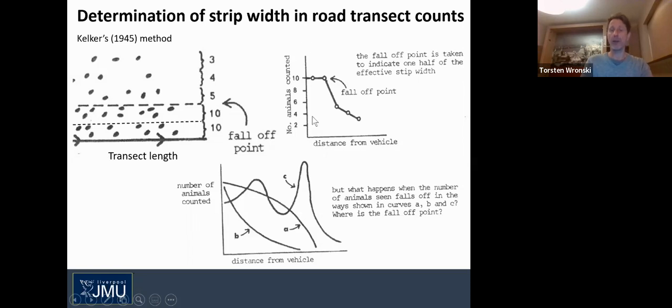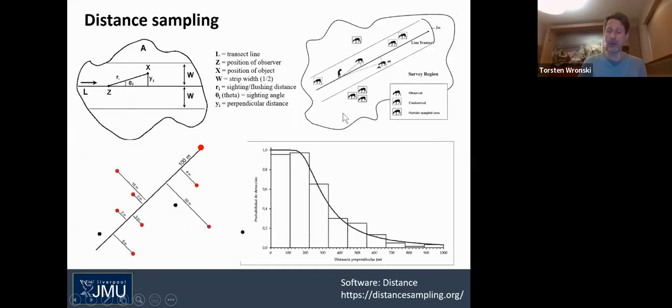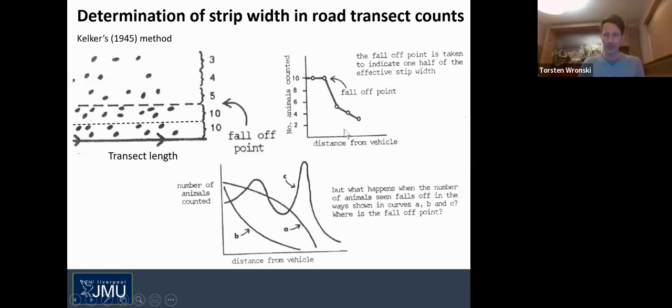And if we plot now the number of animals against the distance category from the vehicle or the transect line, we will have in our first category 10 animals, in the second category 10 animals, in the third one 5, 4, and then 3. So we can visually determine a fall-off point that is here at 20 meters, because here we have a steep decline in the number of animals. However, this is not always the case. In this case, we would have a strip width of 20 meters at the fall-off point.